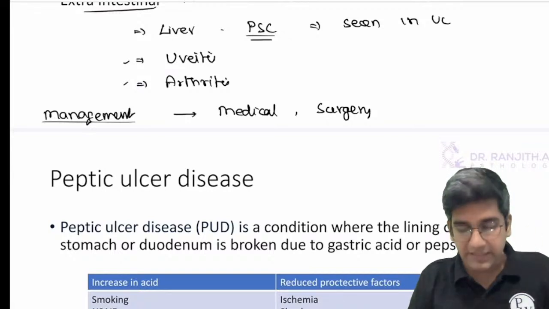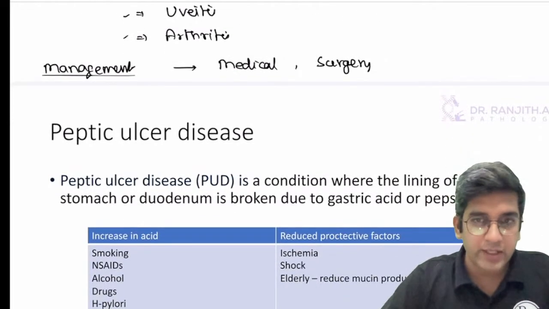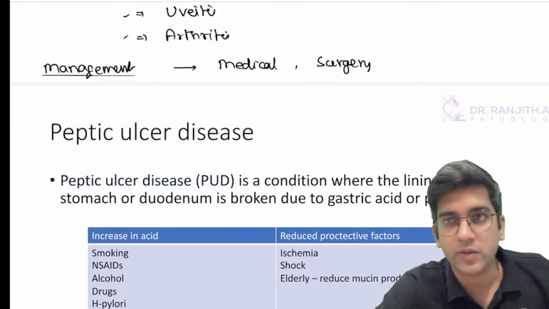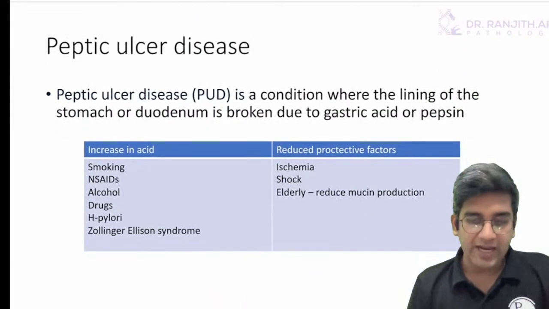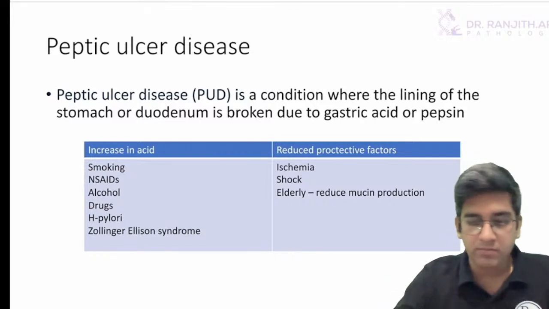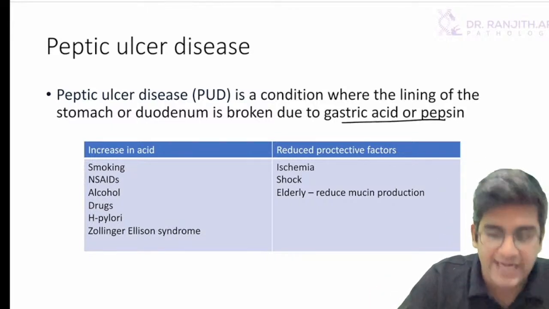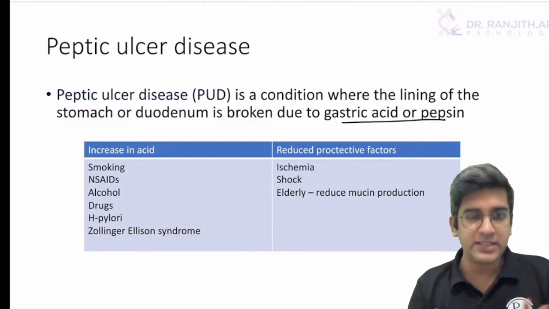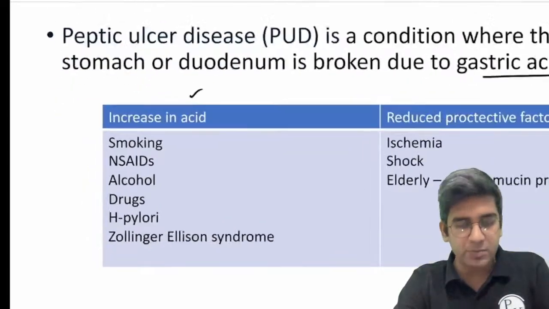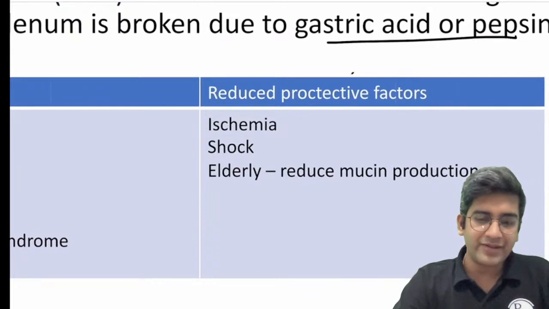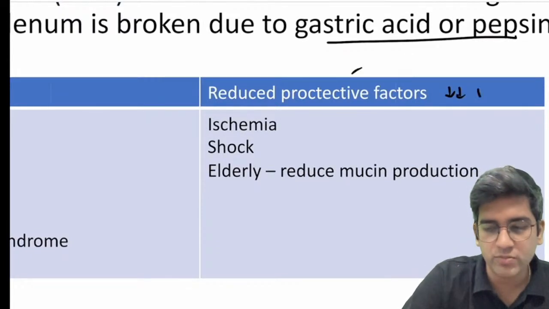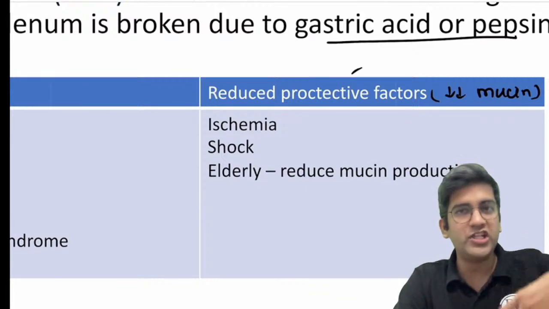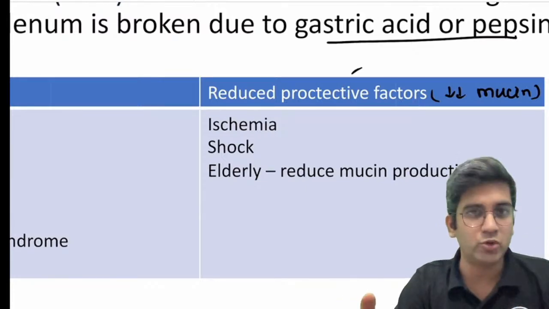If the question is on peptic ulcer disease, PUD is a condition where the lining of the stomach or the duodenum is broken by gastric acid and or pepsin. That's why it's peptic ulcer disease. I have two reasons for peptic ulcer disease. Either I should have an increased production of acid, or I should have reduced protective factors or reduced mucin. These are the only two ways the gastric content can destroy the lining mucosa, right?